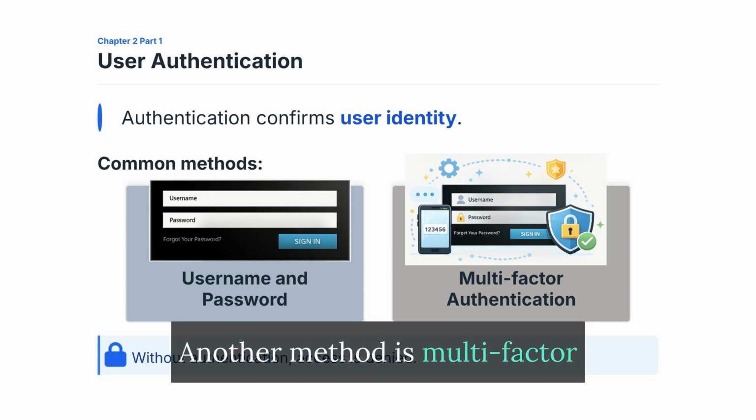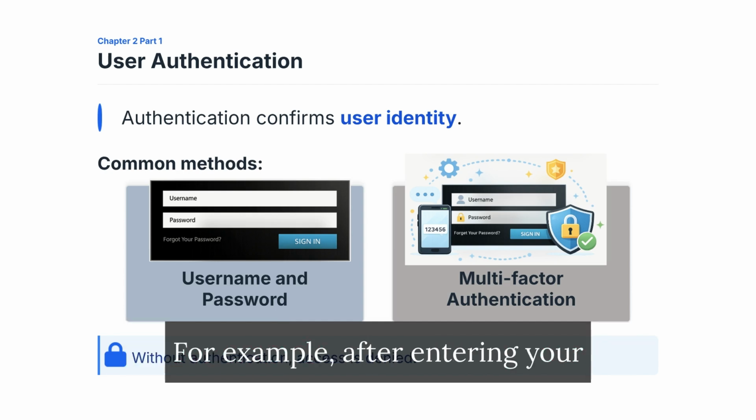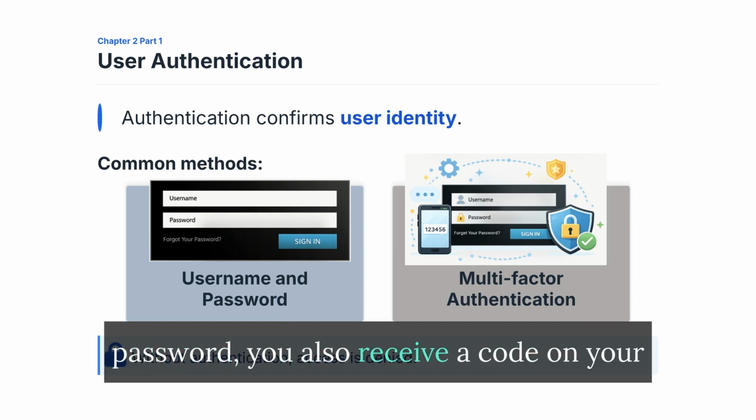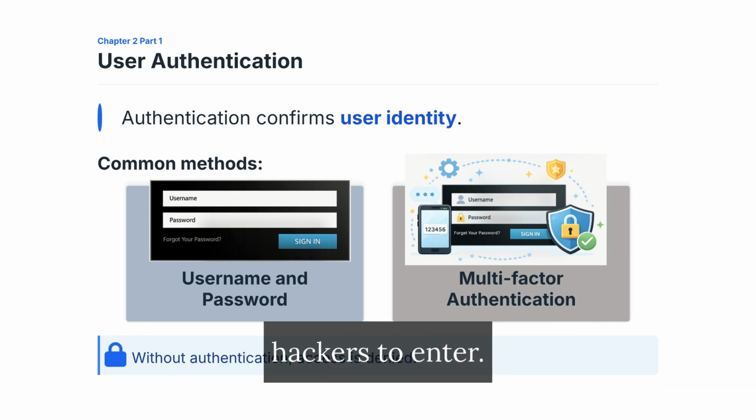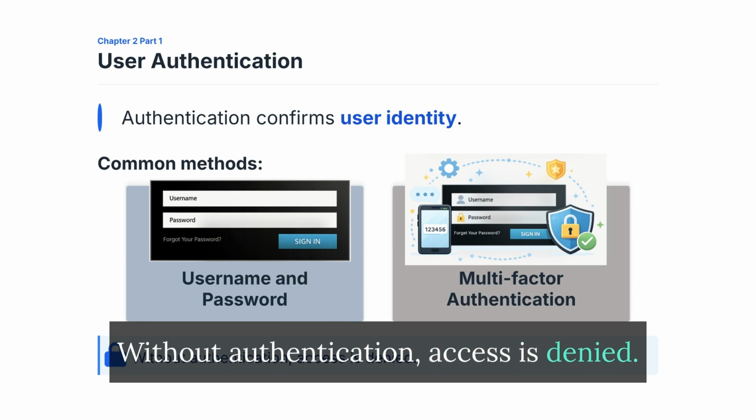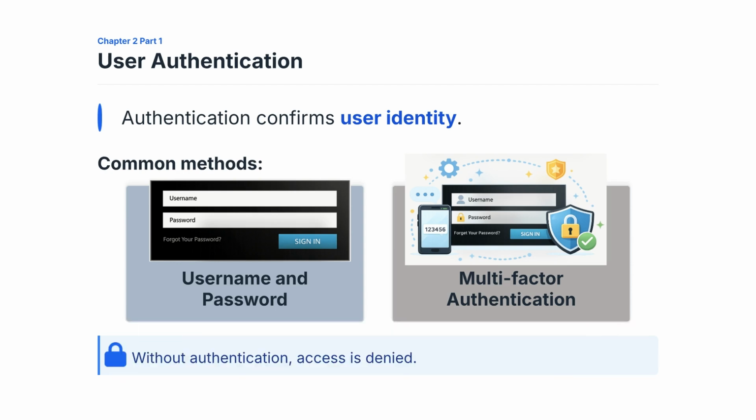Another method is multi-factor authentication. This means using more than one proof. For example, after entering your password, you also receive a code on your phone. This extra step makes it harder for hackers to enter. Without authentication, access is denied. The system will block you because it cannot confirm your identity.